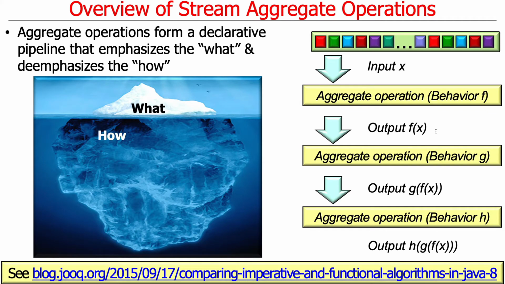As we've mentioned before, what makes streams good? What are the benefits of streams? Aggregate operations can be used to form a so-called declarative pipeline that emphasizes the what, in other words, what computations we want to run, rather than focusing on the how, which is how the computations occur. Of course, the how is important. That's how things work.